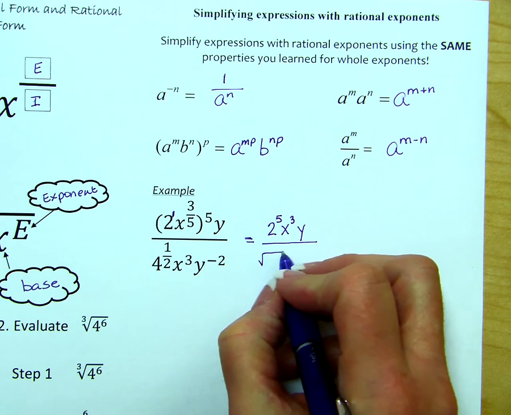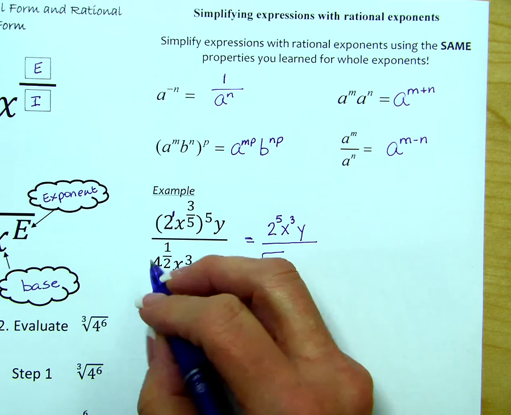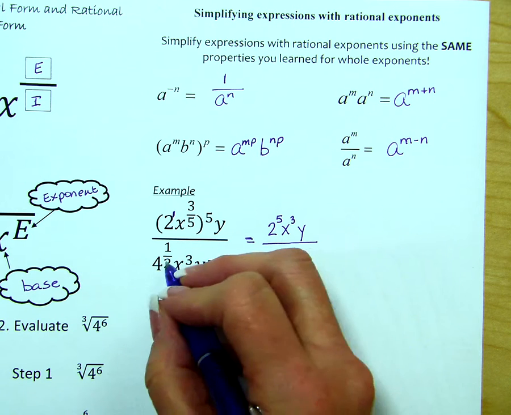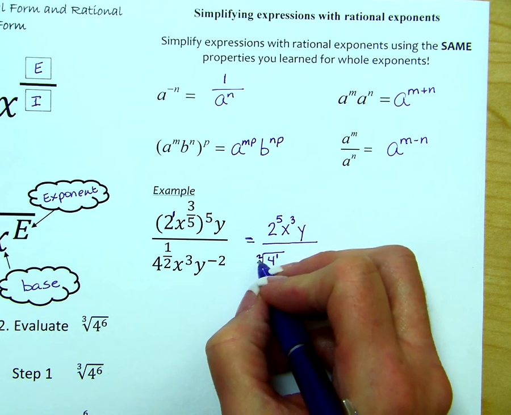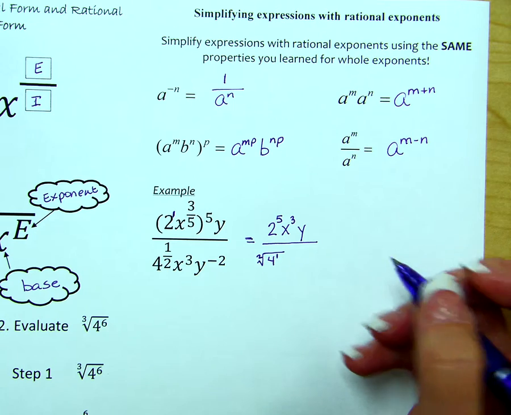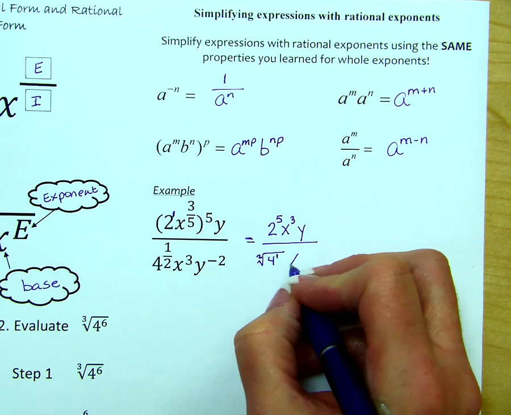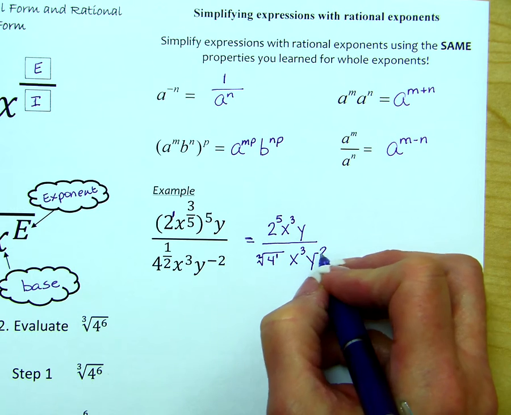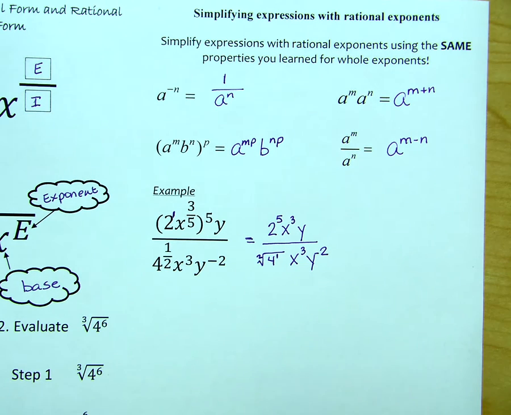So I now need a radical sign. The 4 goes underneath. The 1 is my exponent. The 2 is my index. So this is the square root of 4. Then we have x to the 3rd, and that y to the negative 2. I'll take care of the y to the negative 2 here in just a few minutes.